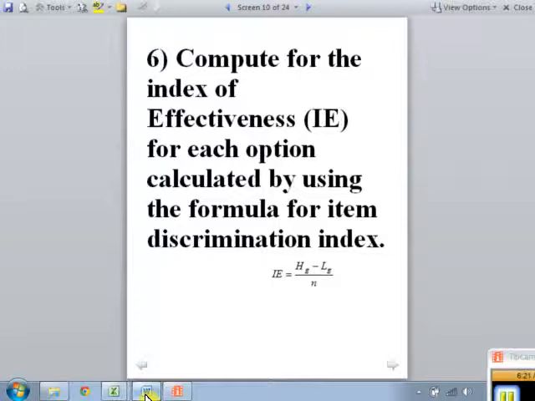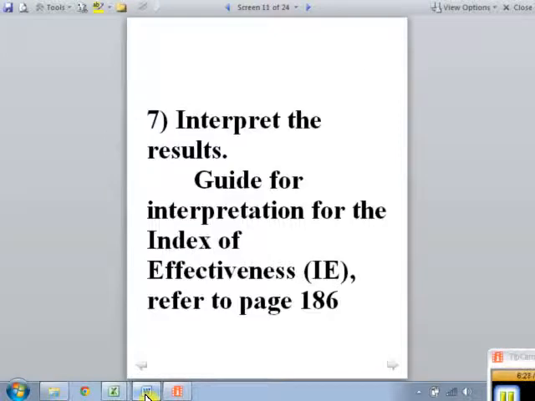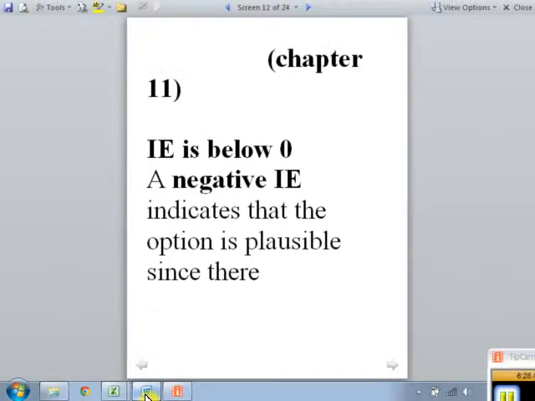Same as the index of difficulty? Discrimination. Okay. And then we're going to interpret the score. So, let's do that.